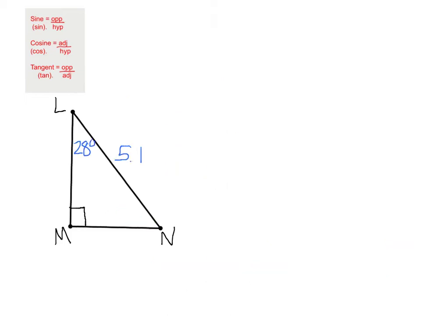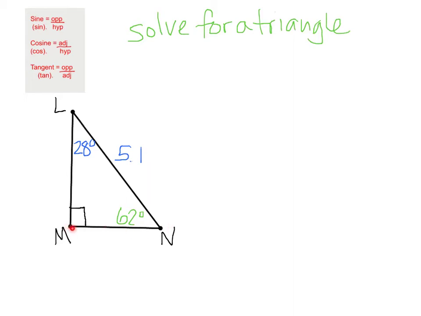Okay, so again, we want to solve for the triangle. Solve for a triangle means find everything you don't know. As we look at this, one thing we don't know is angle N. Angle N, super straightforward, 62 degrees, subtract it from 90. Now we need to find one of the other two sides. Pick one. It doesn't matter which one we pick first. Okay, let's pick MN. So we want to find MN.